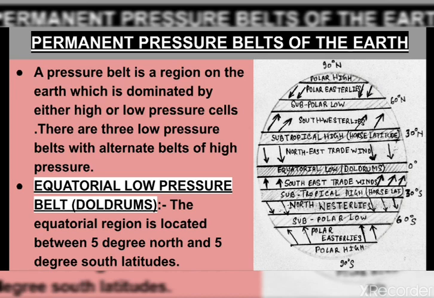There are three low pressure belts with alternate belts of high pressure. First we will learn the equatorial low pressure. The equatorial region is located between 5° north and 5° south latitude, both in the northern as well as southern hemisphere.